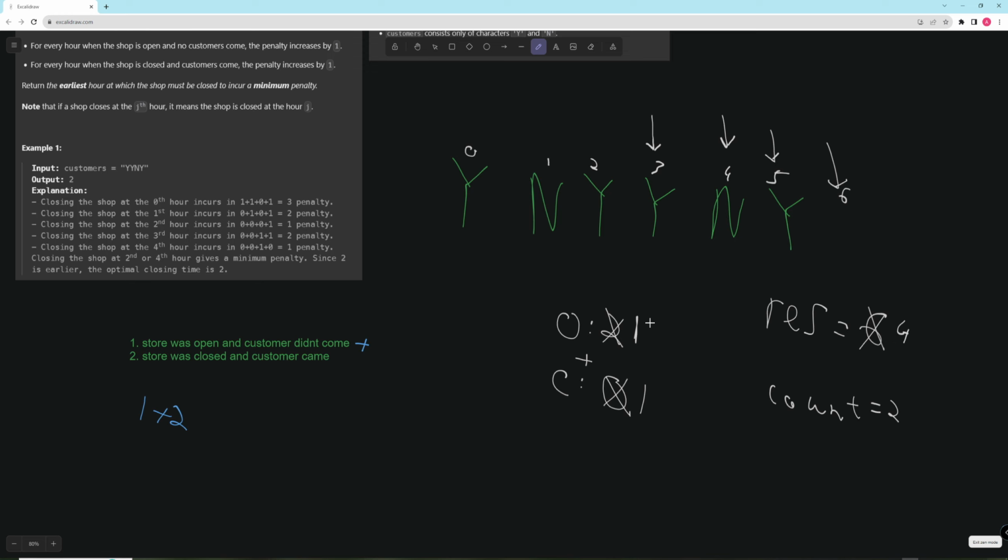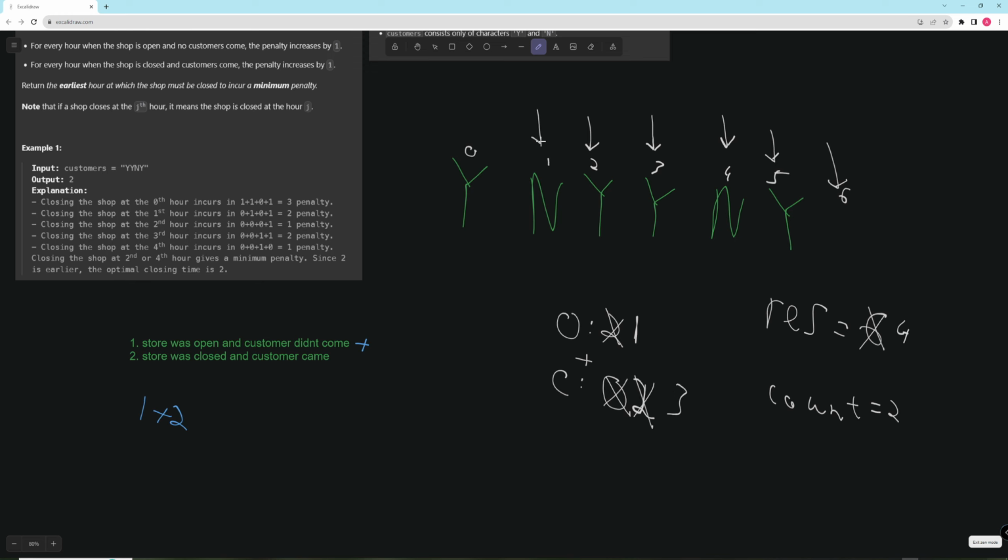So now here, we're going to say, okay, well, this used to be open and now it's closed. So this is the closed penalty. It's closed. And someone came, so we're going to update this. So now our count is 3, so we don't want to update the result. Now we're going to say over here, okay, this used to be open and now it's closed. So once again, we have a penalty because someone came. So this is going to be 3.